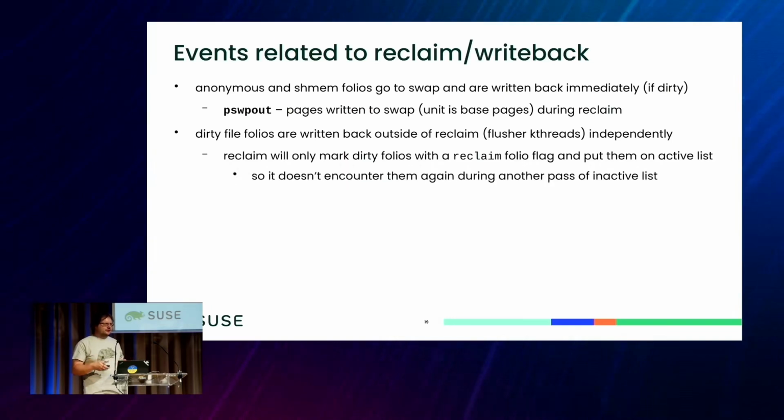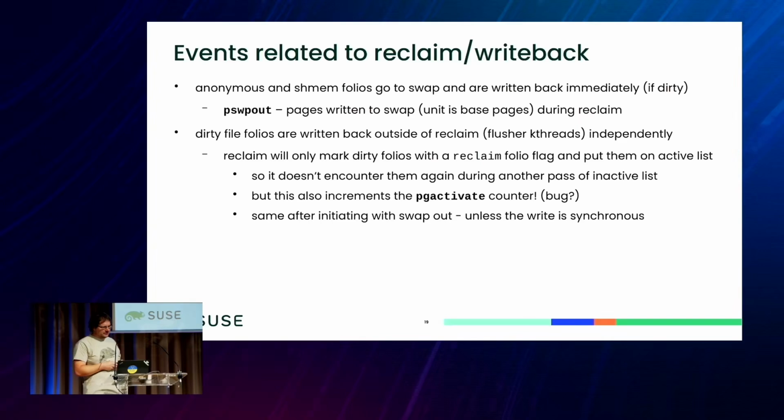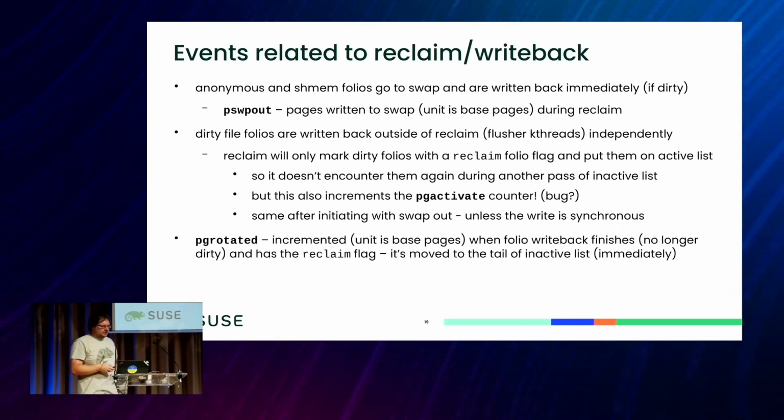And why is it on the active list? That sounds counterintuitive, because then it doesn't encounter it again during the scan of the inactive list. So that's just to put it away, because I cannot do anything with it. And it also increments the page activate counter, which is strange, because it's technically moving it there, but not for the reason that it would be active. So another strange thing. And that can happen even in swap, because even when we initiate swap, it might not be synchronous, but that means it's not completed immediately, so we have to do something with the folio meanwhile.